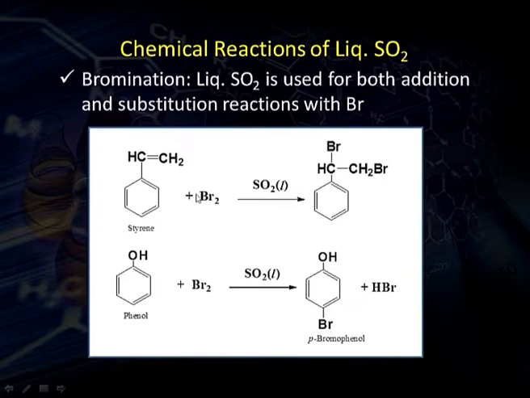Bromination, the second reaction, is bromination. Liquid SO2 is used for both addition and substitution reaction with bromine. So, this is styrene, when it reacts with bromine in liquid SO2, this bromine gets added to the double bond. So, we have a dibromo compound here. Next is phenol. When phenol is reacted with bromine in liquid SO2, para-bromophenol is obtained. Since this OH group is ortho-para-directing, the major compound obtained here is para-bromophenol.